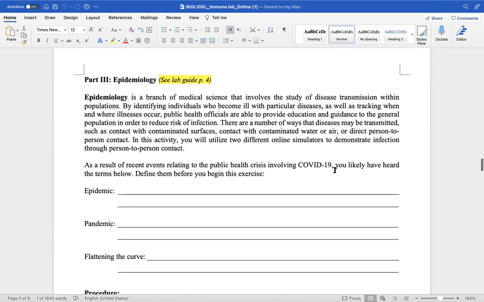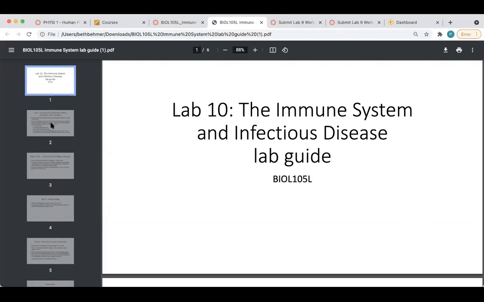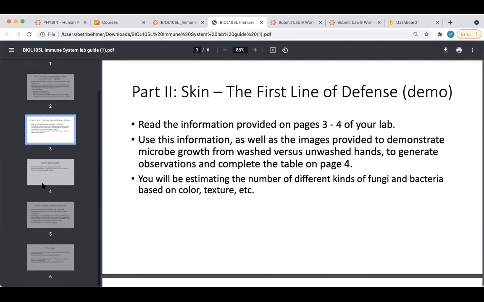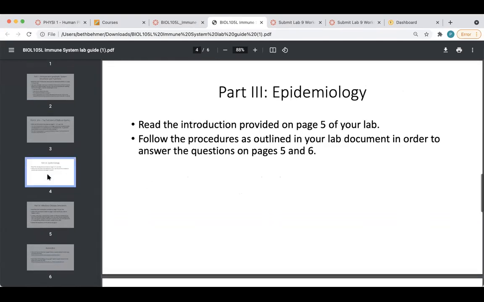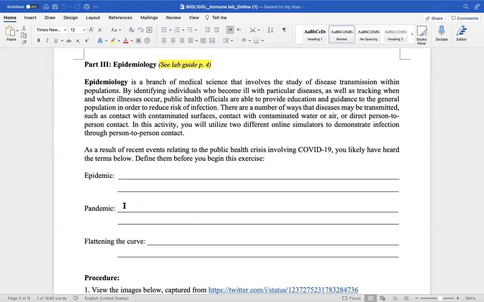And then epidemiology, and let's take a look at our lab guide. In the lab guide, I think it's pretty much self-explanatory, telling you to use your lecture notes. The worksheet really takes you through everything you need to know. For epidemiology, you'll read the introduction and then follow the procedures to answer the questions. And then there's an infectious disease simulation. So let's go back to the worksheet, because I think the worksheet gives you all the information you need.